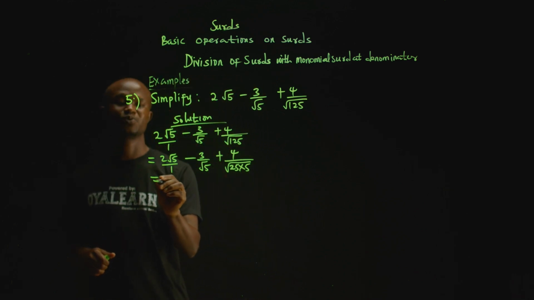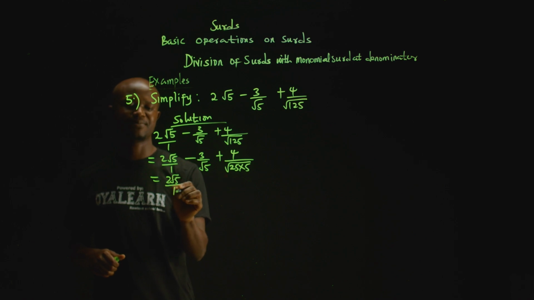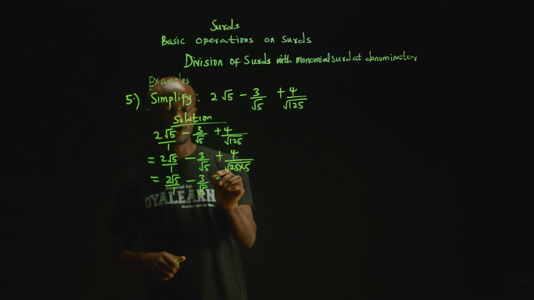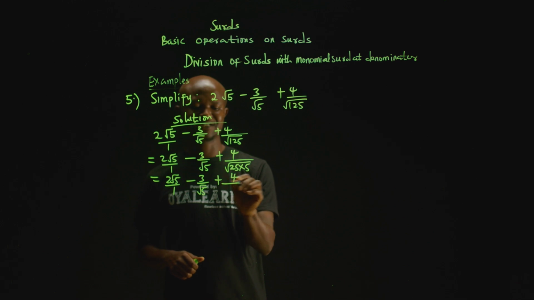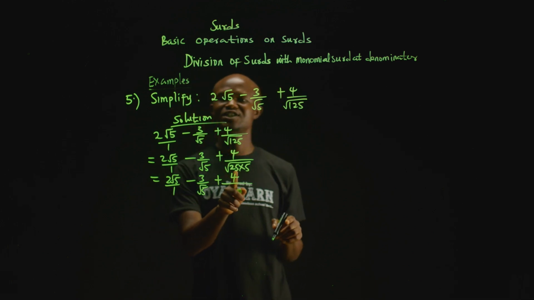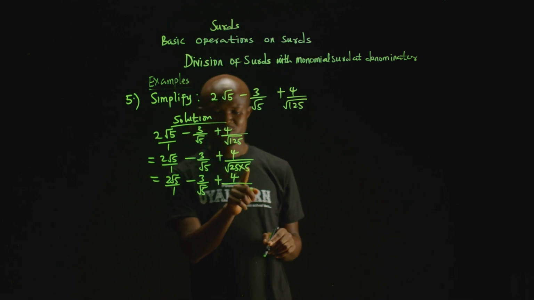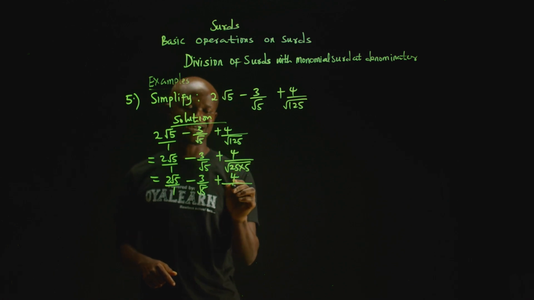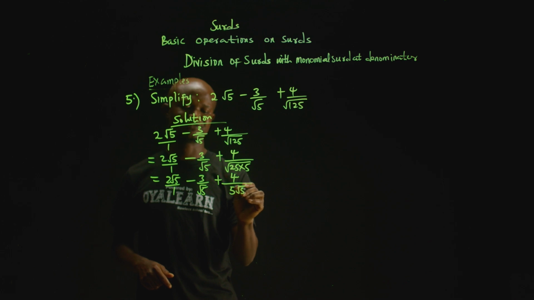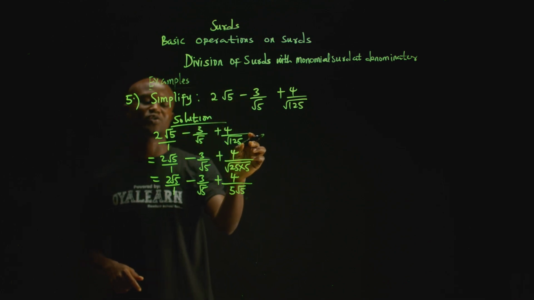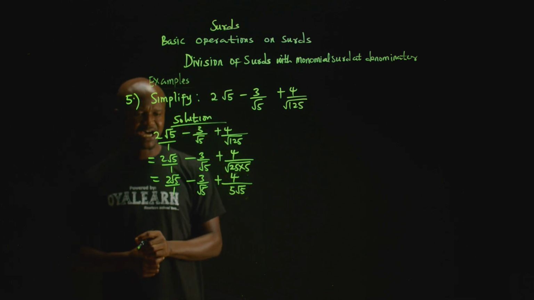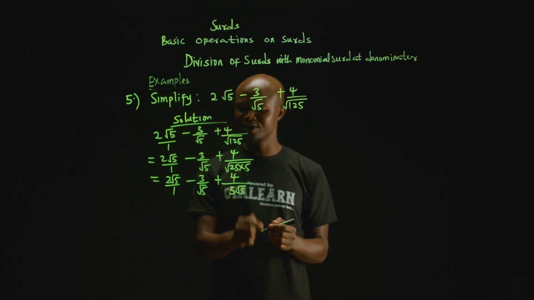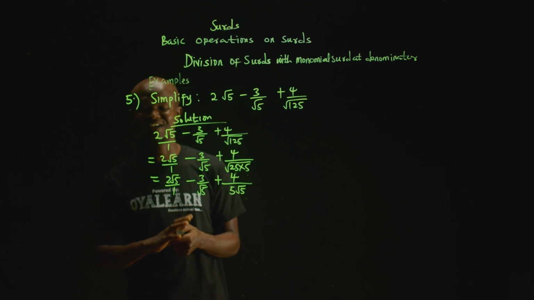So in this case, we have 2 root 5 divided by 1 minus 3 divided by root 5, then plus 4 divided by, splitting this, 25 is a perfect square number and 5 is a non-perfect square number. So root 25 will give us what? 5. So we can write this as 5 root 5, same thing as square root of 125. Now, this is like a fraction: 3 divided by root 5, we have 4 divided by 5 root 5, and we have 2 root 5 divided by 1.